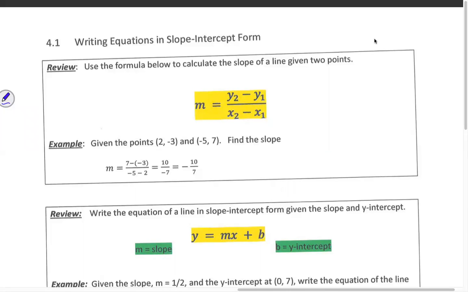All right, so 4.1 is where the new chapter starts. It's writing the equations in slope-intercept form, okay? So off to the side, we all have this little bit of space. I just wanted to write down the set of rules to help us out. So I just call it steps, okay? So steps to write the equation of a line.